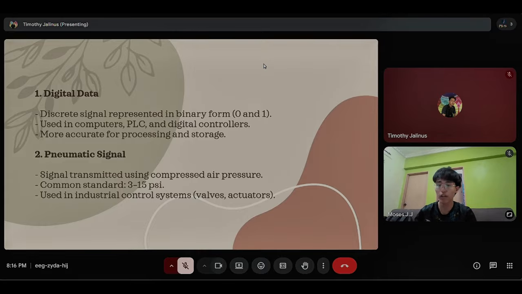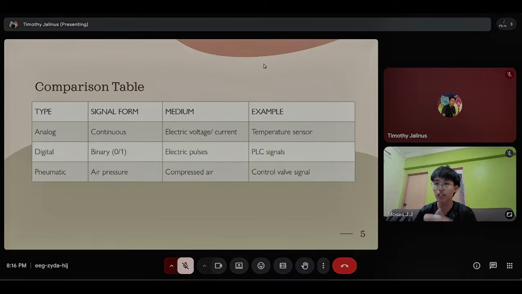Okay, that's the end of the first question. So I will be moving to the next question. Sorry, I forgot to present this table. This is the analog data table. They have analog, digital, and pneumatic.